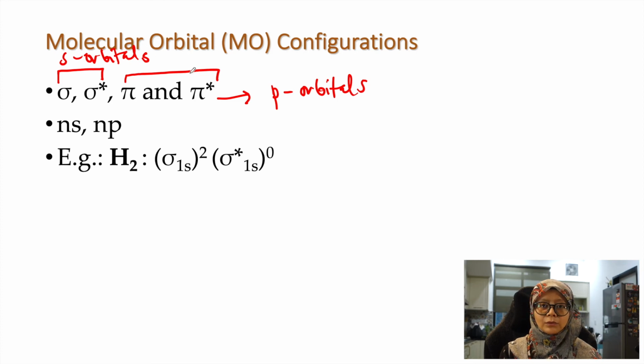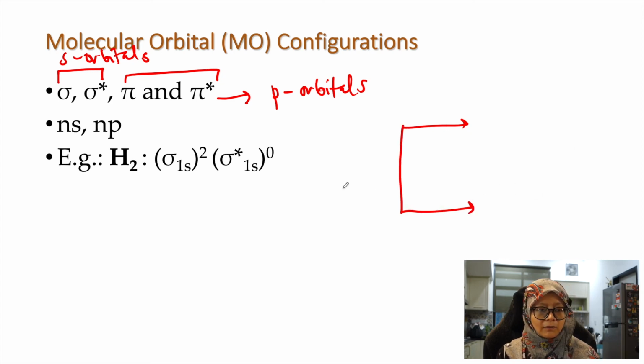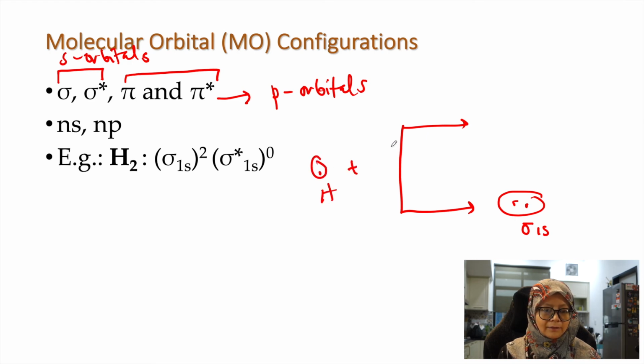Okay, how do we write the molecular orbital configuration? For hydrogen, we have the molecular orbitals of hydrogen here. This is the sigma 1s. And this one is the anti-bonding, so this is the sigma star 1s.